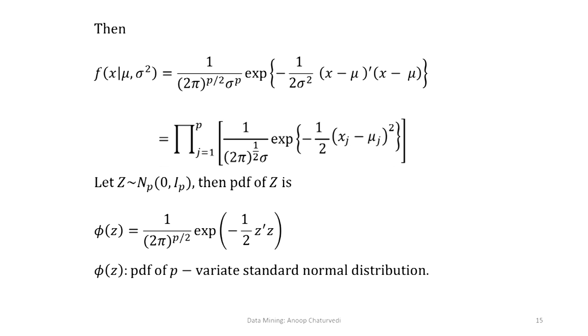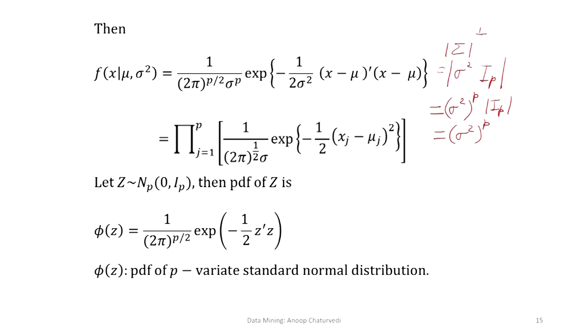Now, in this case you can write the PDF of the multivariate normal distribution in the form f(x given mu, sigma square) equal to 1 upon (2 pi) to the power p by 2, then the determinant of sigma is equal to the determinant of sigma square I_p, and then you take this sigma square outside. So, you get sigma square to the power p times the determinant value of I_p. The determinant value of I_p is equal to 1. So, you get sigma square to the power p.